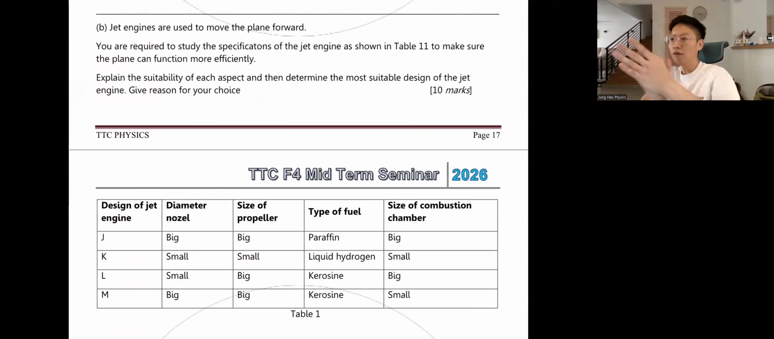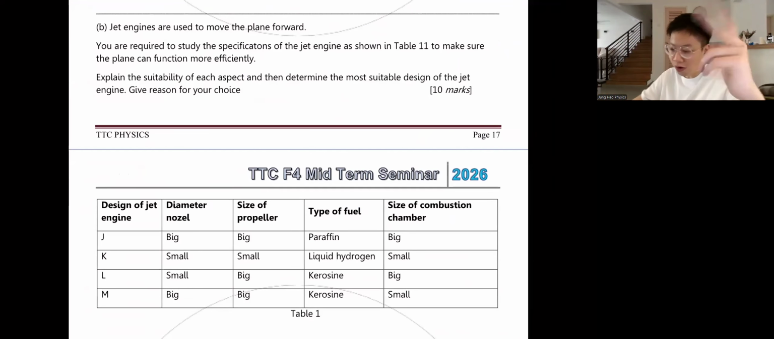Okay, now this jet engine. Now I changed this question a bit, whereby there is a fuel type inside. We have the fuel type here. All right. So what about the design of this jet engine? Can you tell me which is the one that we want?